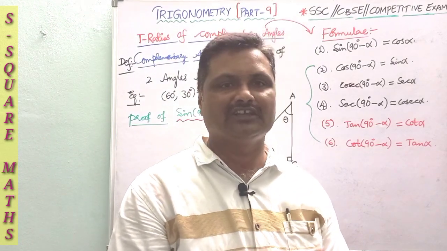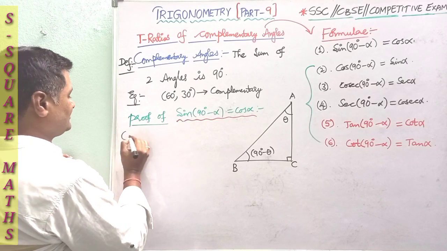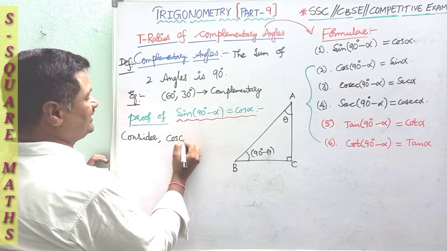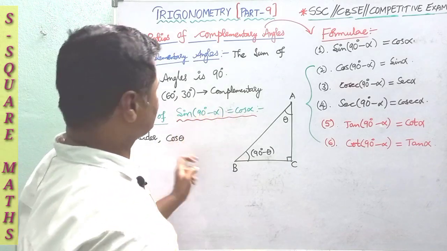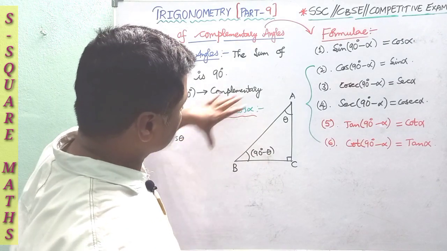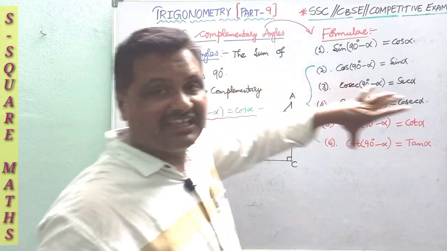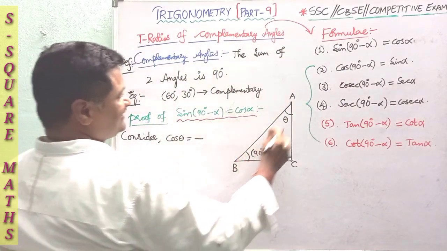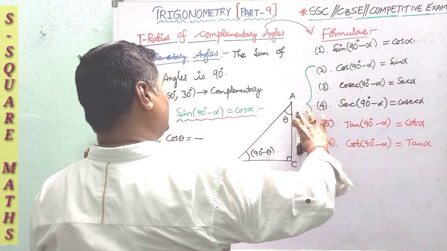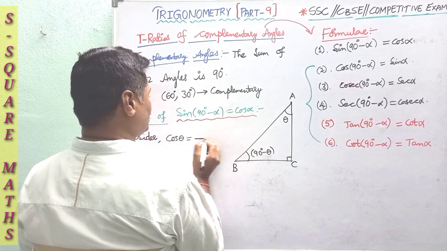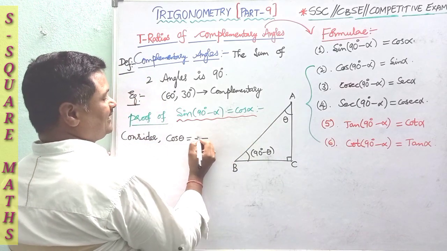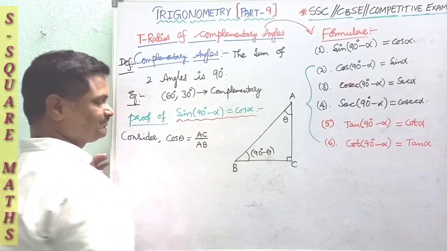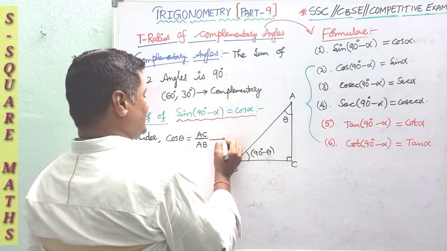So please follow carefully. Now consider cos theta. Let my alpha be equal to theta here. From the definition of cos theta, the T ratios definitions, the side adjacent to theta is nothing but AC, and this is the hypotenuse. So nothing but AC by AB. Mark this as equation 1.